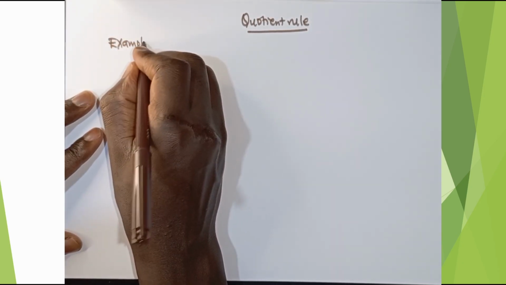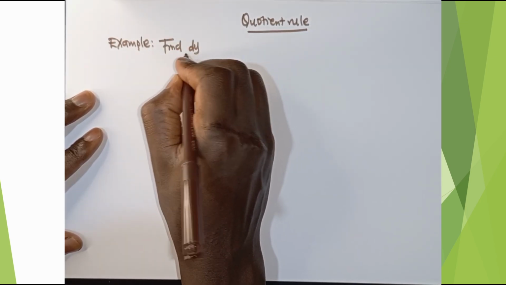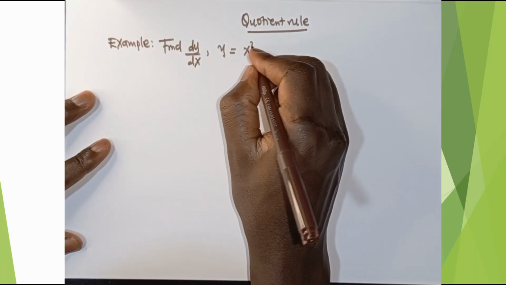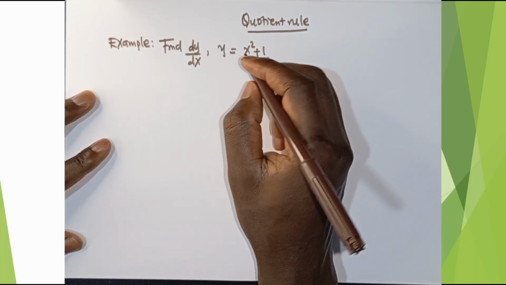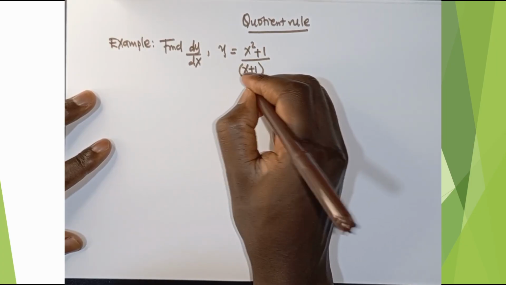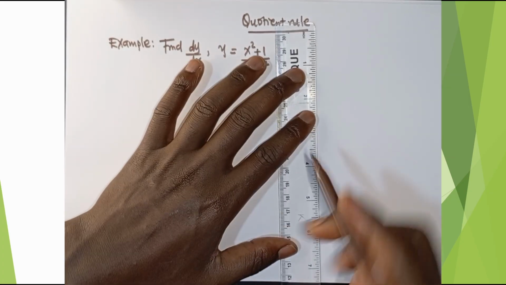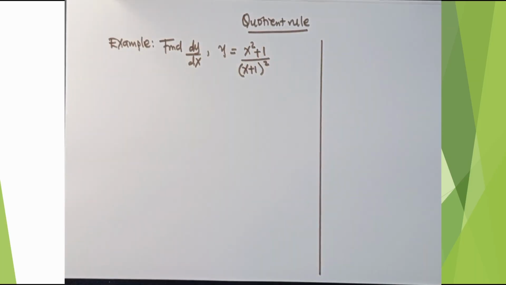So our example, find dy by dx of y is equal to x squared plus 1 out of x plus 1, everything squared. So we have something like that. So what do we do first?